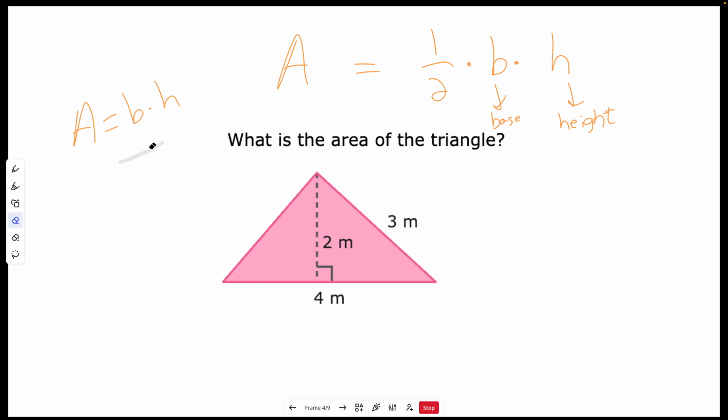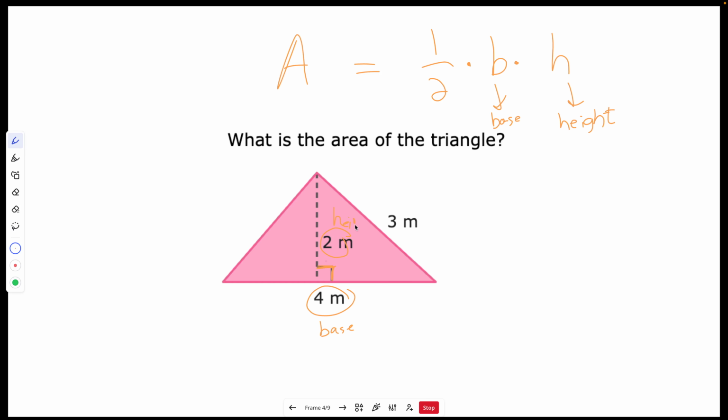All right, so now we have our formula. How do we know what the base is? How do we know what the height is? Well, the easy way is to say look for the right angle. Okay, when you see this box here, this is your right angle. And these are actually the two numbers that you need to use. Okay, this dashed line here, the 2 is your height. So this is the H. And 4 is the base, your B.